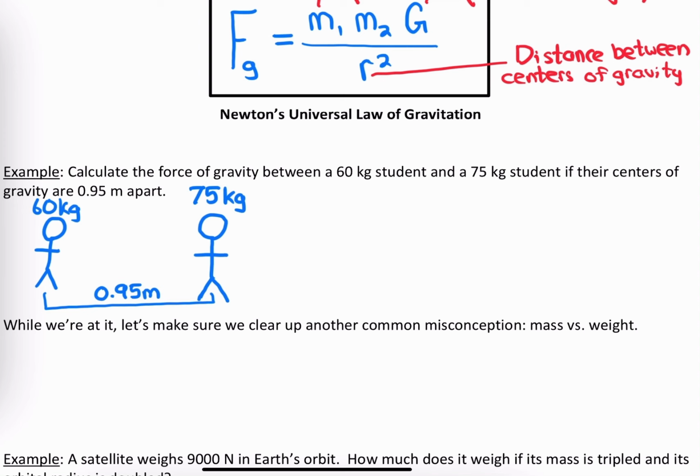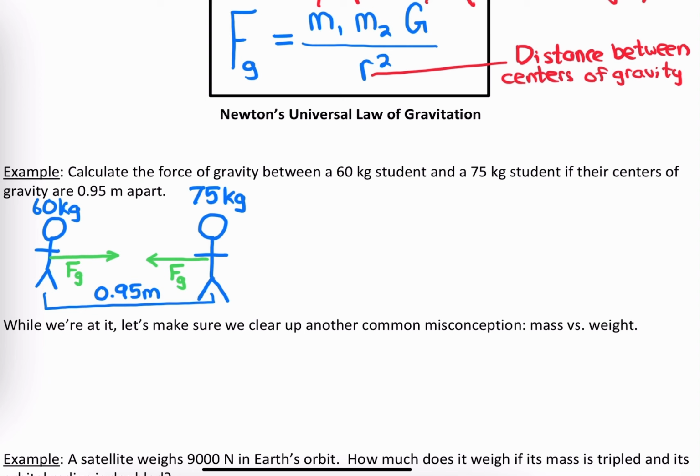Now, these two students are going to feel a force of gravity from each other. The student on the left is going to feel a force of gravity to the right. And the student on the right is going to feel a force of gravity to the left. Because of Newton's third law, these two forces are equal and opposite.